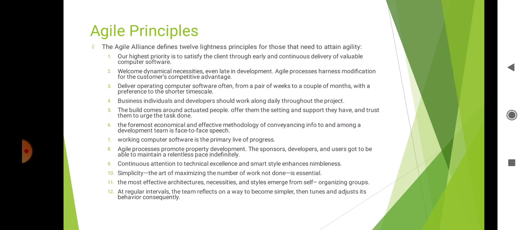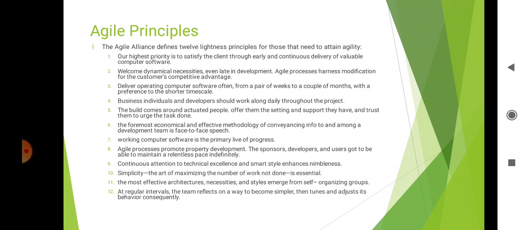The best architectures, requirements and designs emerge from self-organizing teams. At regular intervals, the team reflects on how to become more effective, then tunes and adjusts its behavior accordingly. These are the 12 principles.